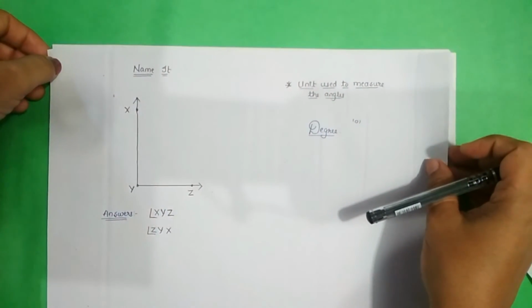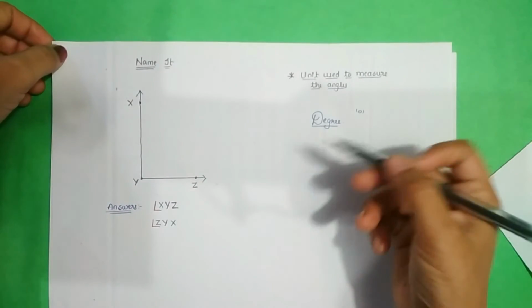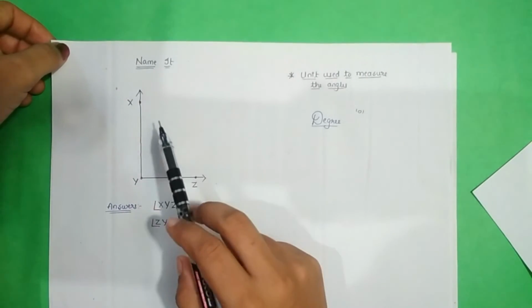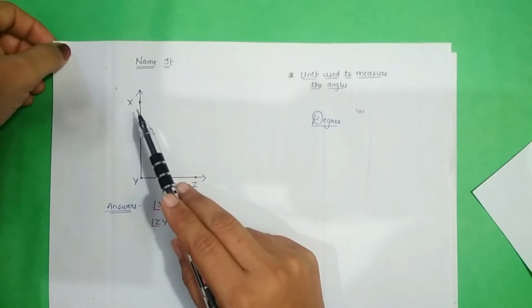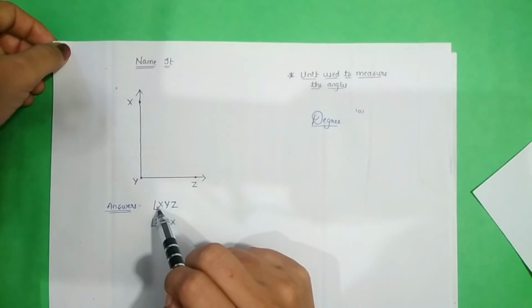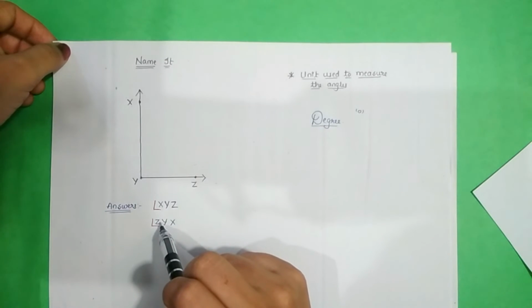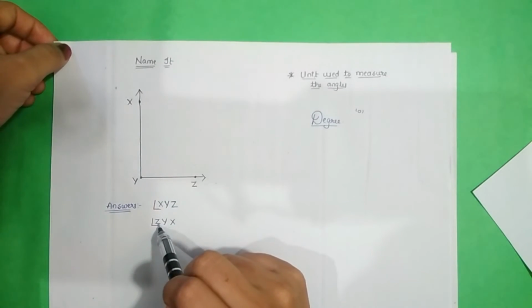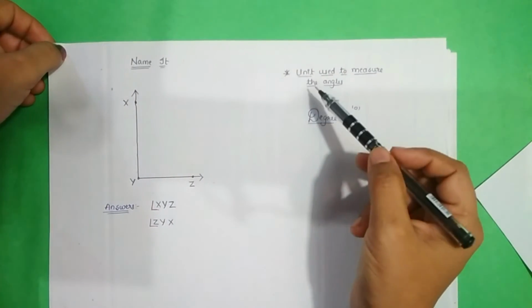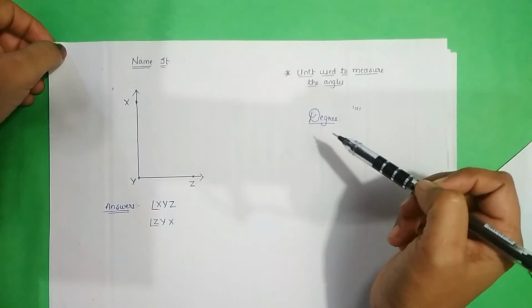Before completing this video, I want to give the answer to the previous video. That was the practice given, where I had given this angle. In that, the angle name can be written like this: angle XYZ, and the same angle can also be written in another way as ZYX, and the unit used to measure the angle is degree.